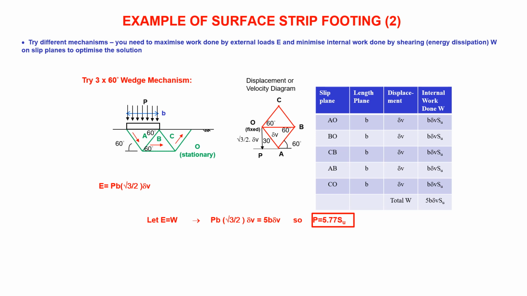5.77 SU. It's getting better, isn't it? Come down from 6, so we're going in the right direction. Notice more wedges, more triangles, better answer. So we went from 2 wedges, giving us, I think it was 6, wasn't it? And now 3 gives us 5.77. So how many wedges do we need? You're probably getting the idea. It's going to be infinite, isn't it? So this is a better upper bound, sorry, because we're going in the right direction. We're getting a lower answer.